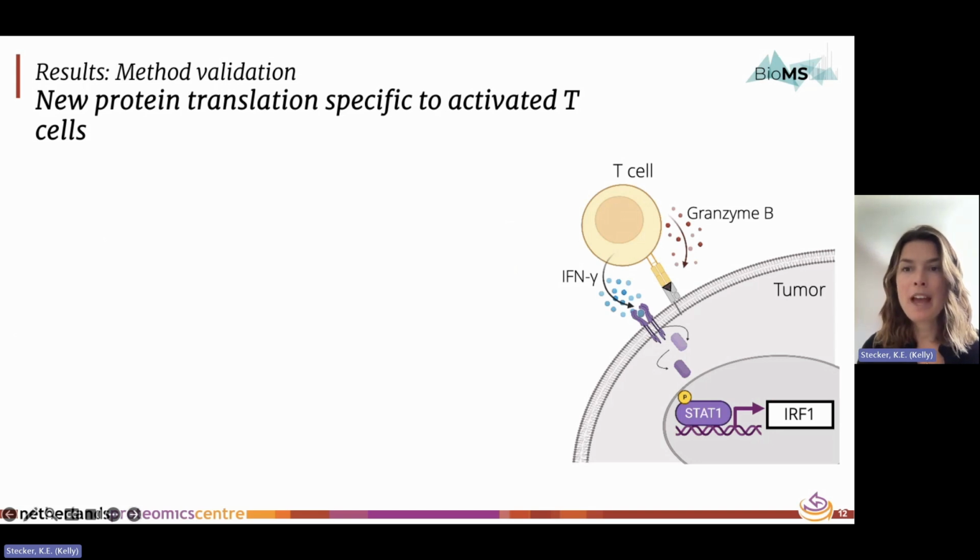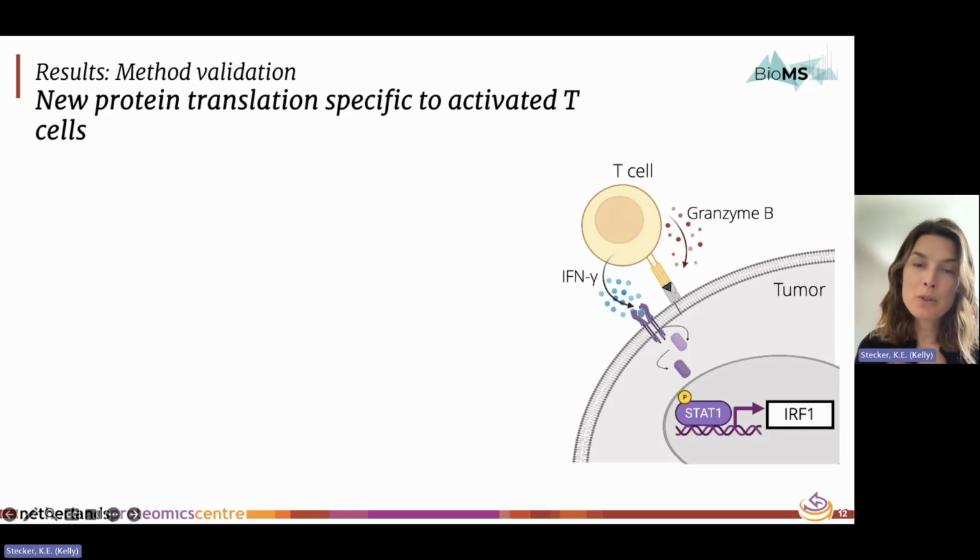And next, of course, we have some expectations based on the known biology of the system for what we should see happening when the T cells engage with their tumor targets. So we know that when T cells are activated by their TCR binding to the MHC ligand, T cells release protein molecules such as interferon gamma and granzyme B.